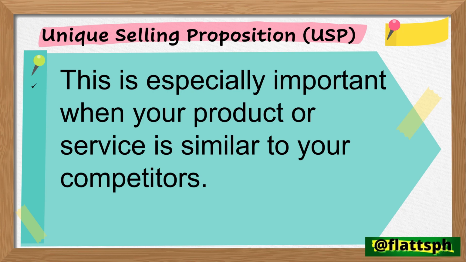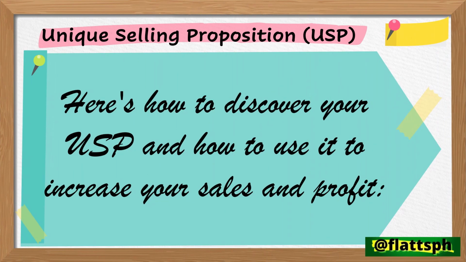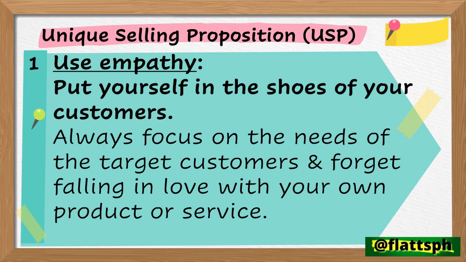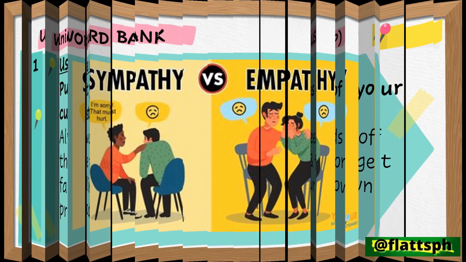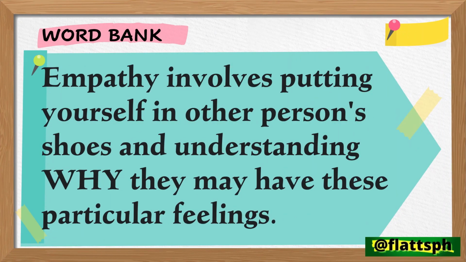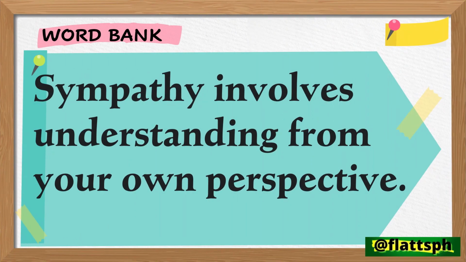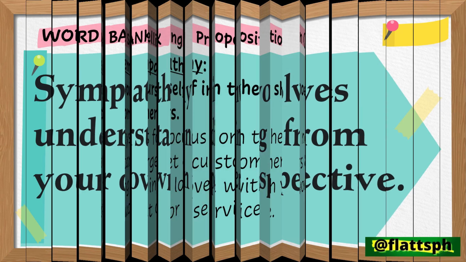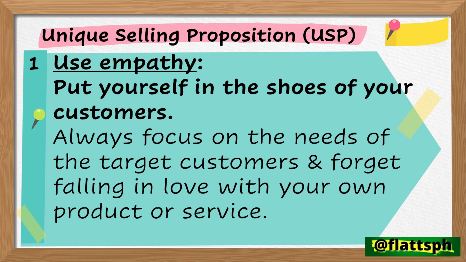Here's how to discover your USP and how to use it to increase your sales and profit. The first one is to use empathy. But before that, let us define first the word empathy and compare it to the word sympathy. Empathy involves putting yourself in another person's shoes and understanding why they may have these particular feelings. The common phrase to remember this term is "I feel you," while sympathy involves understanding from your own perspective. And the common phrase for this one is "I pity you."